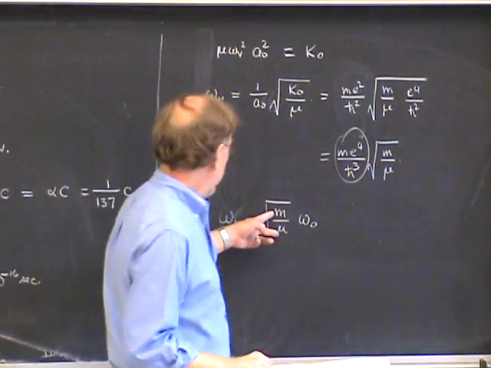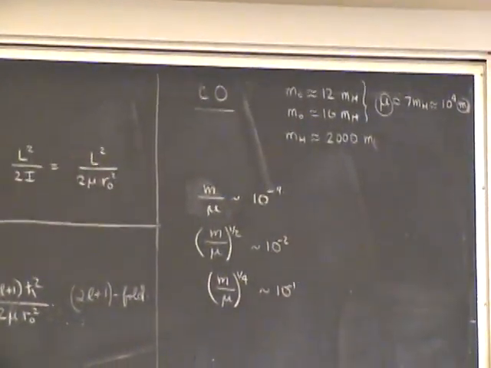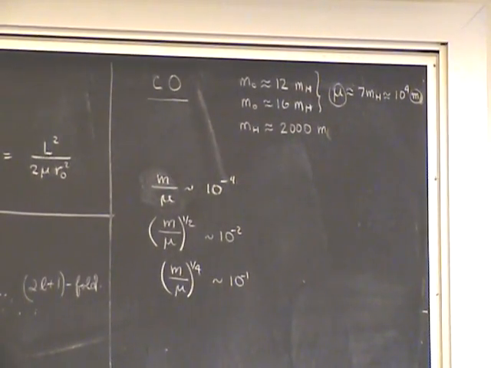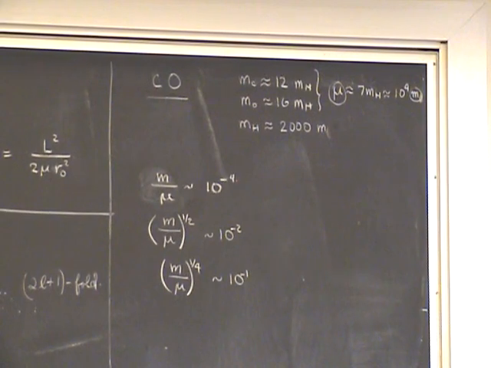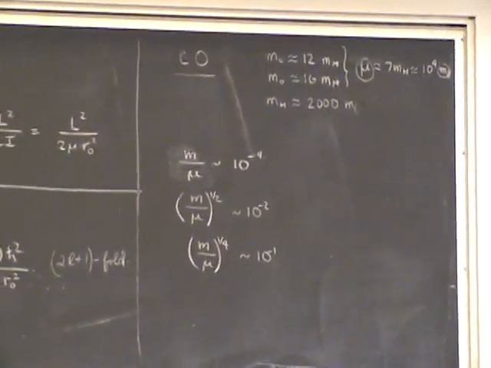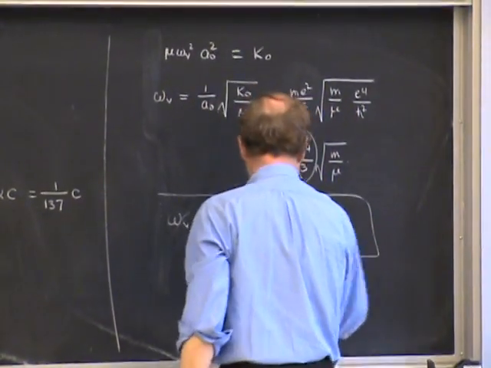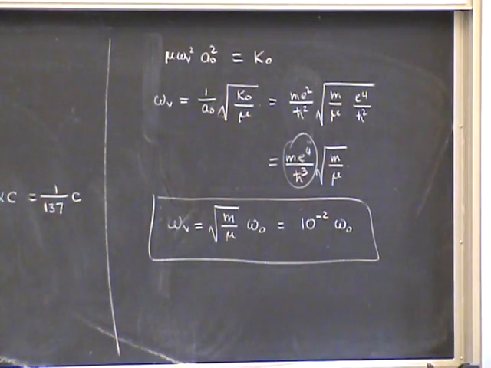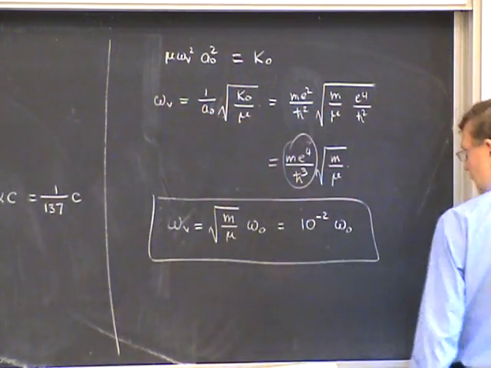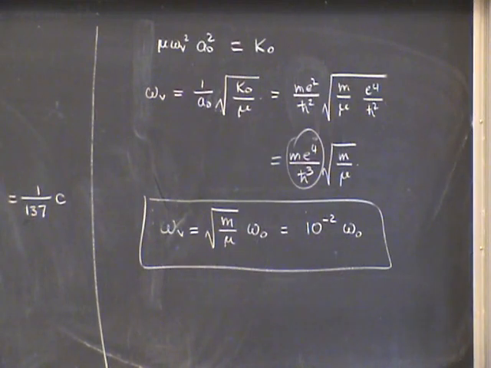The square root of m over mu is the square root of the ratio of the mass of the electron to the mass of the nucleus, really the reduced mass of the two nuclei, which, as you see, is about 10 to the minus 2, roughly. So this means that the vibrational frequency is about 10 to the minus 2 times omega naught. And this basic factor of 10 to the minus 2, roughly speaking, applies to most diatomic molecules. Some variations, but that's the basic idea. So it's a rough order of magnitude estimate. This is how it works.